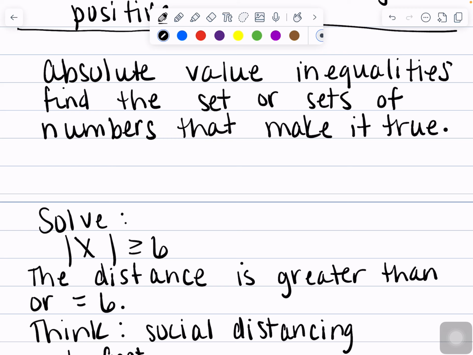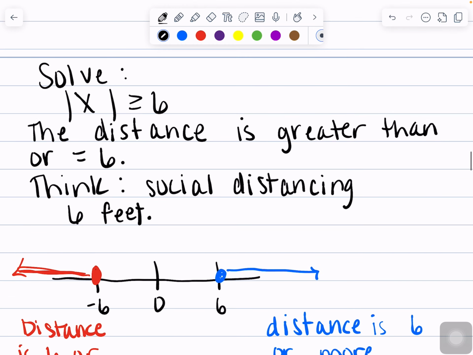What about absolute value inequalities? Solving that means to find the set or sets of numbers that make it true. It's not just two numbers, it's a whole set of numbers. Solve the absolute value of x is greater than or equal to 6. This means the distance, absolute value is distance, is greater than or equal to 6.